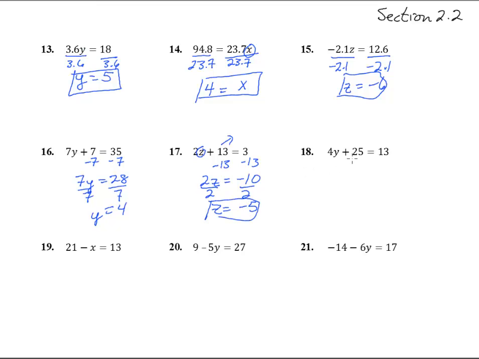Number 18, 4y plus 25 equals 13. First take care of the addition subtraction, so minus 25, and we get 4y equals negative 12. Divide by 4, and we get y equals a negative 3.